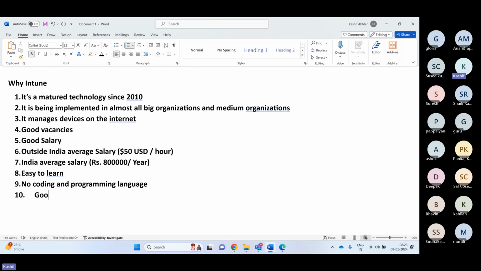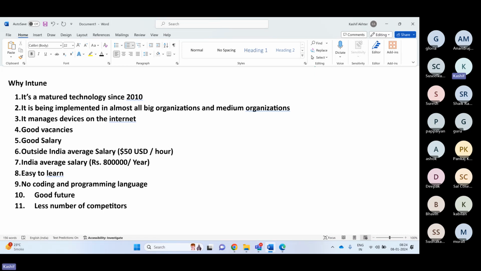Point number 10, good future. Why good future? Because the way it is getting implemented everywhere, you will have a good future. It's not like it's a new technology which is being tested or started implementing now. It is there in the market since 2010. So good future.